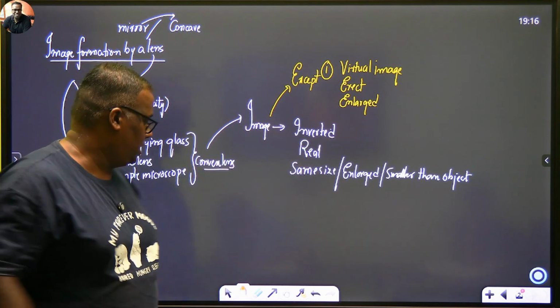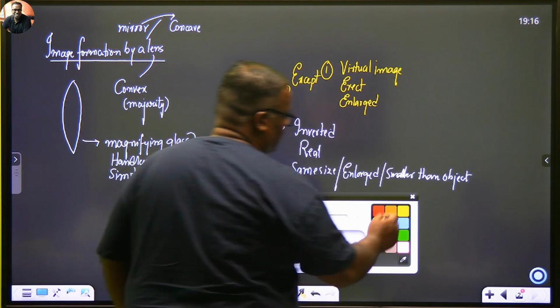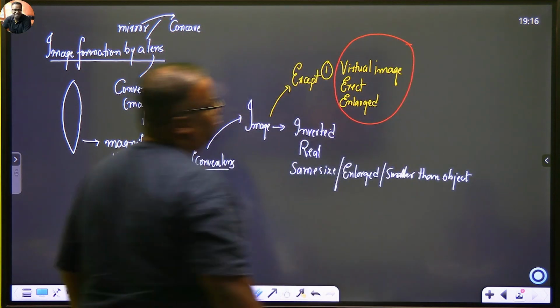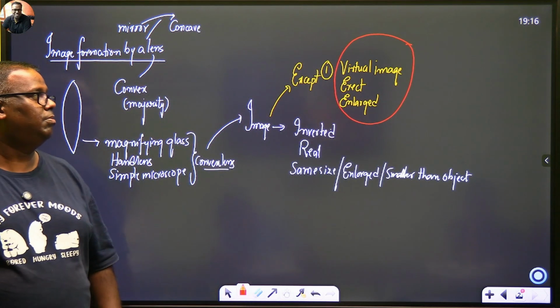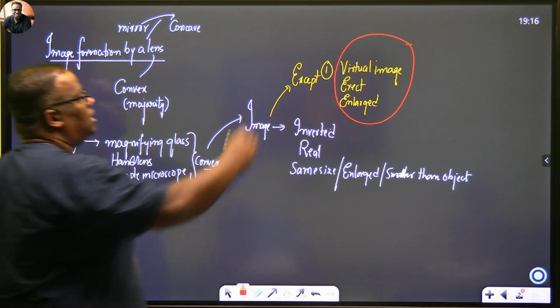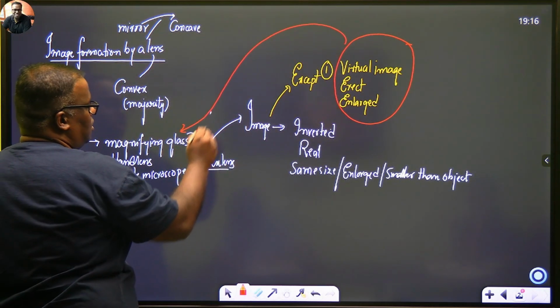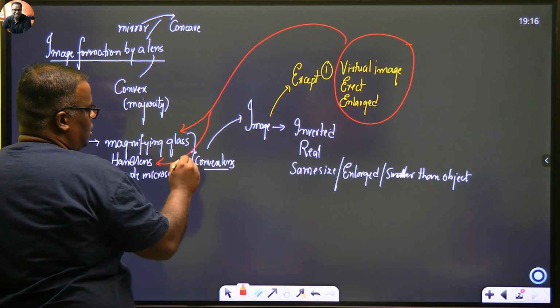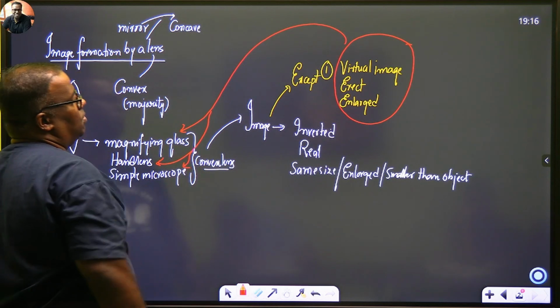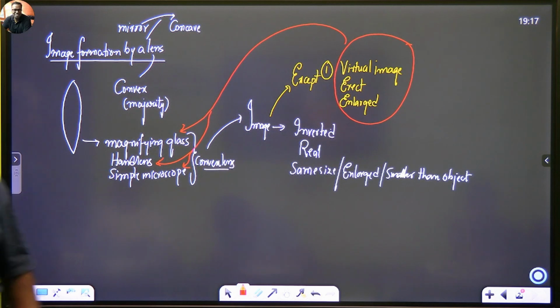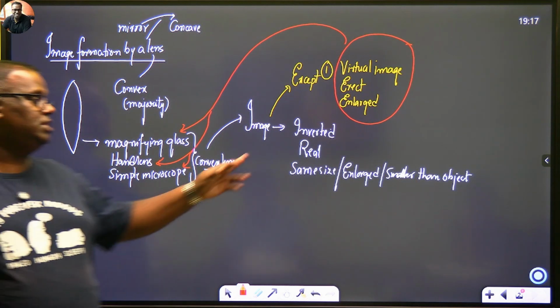Except one case, and put this in red. This is a single deadly combination that will happen. No other case it will happen. And this case is the case when you use it as a magnifying glass, when you use it as a hand lens, when you use it as a simple microscope. Otherwise, all we will get always is inverted.